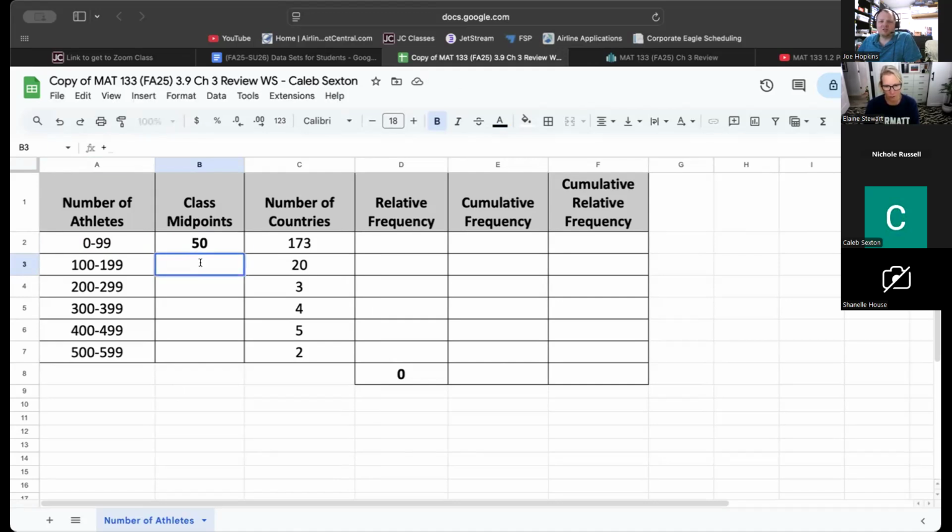All right. And then pretty much the same thing the whole way down. No, for the other ones, I don't want you to use that same formula. Okay. For the other ones, I want you to use the class width. So let's calculate the class width. Do you remember what the formula is for that?